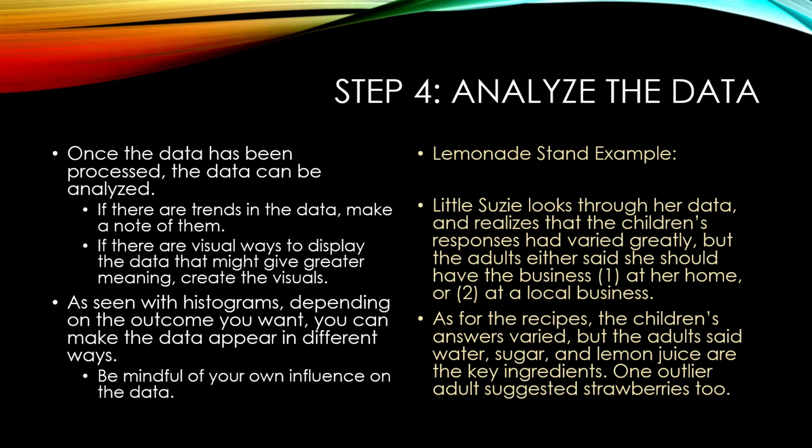In our lemonade stand example, little Susie looks through her data and realizes that the children's responses had varied greatly, but the adults either said she should have her business at her home or at a local business. As for the recipes, the children's answers varied, but the adults said water, sugar, and lemon juice are the key ingredients. One outlier adult suggested strawberries too.